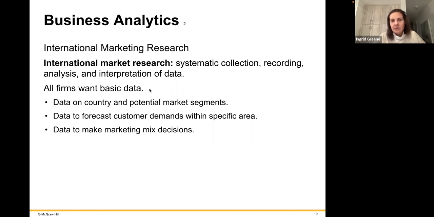Probably you've already done some of this in business school. All firms want some basic data. They want data on country and potential market segments. You'll be doing this for your projects if you haven't already. Data to forecast customer demands within a specific area, and data to make marketing mix decisions, obviously.